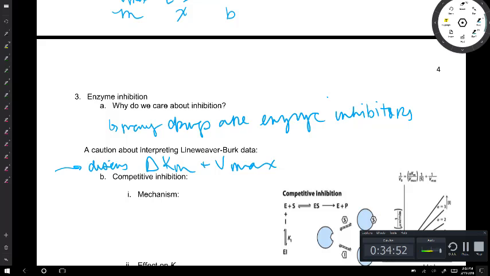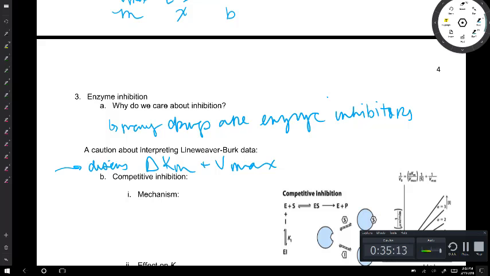So when you do your lab reports, when you collect your data in class and you're making that judgment call and you're writing your lab report, you don't want to say, oh, it's because of the Lineweaver-Burk. You want to talk about the changes in the Km and the Vmax. That being said, let's move on and talk about the three major types of enzyme inhibition.